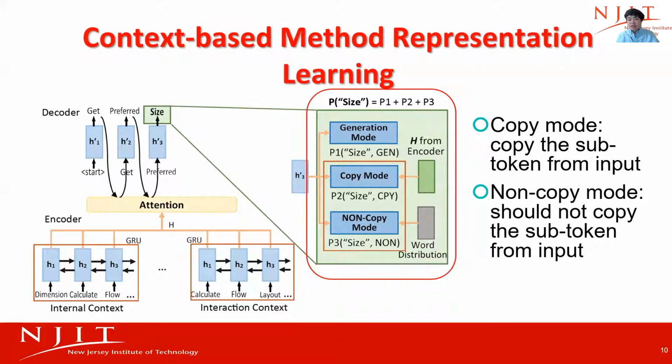The copy mode means that we directly copy the subtokens from the input instead of generating them. The non-copy mode means that we learn the word distribution, saying that the subtoken should not be directly copied from the input because this subtoken never appears together with the previous few tokens. By having the sequence-to-sequence framework with copy and non-copy mode, we can learn the method representation vector.